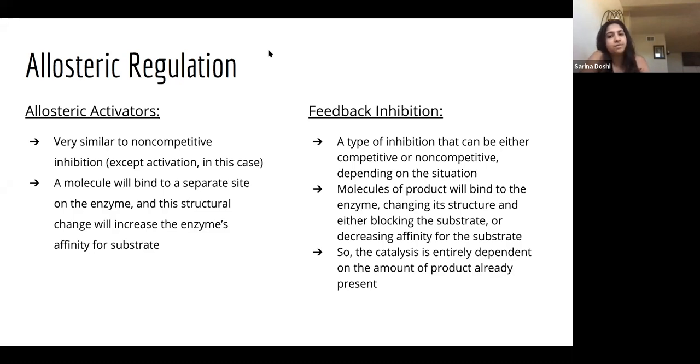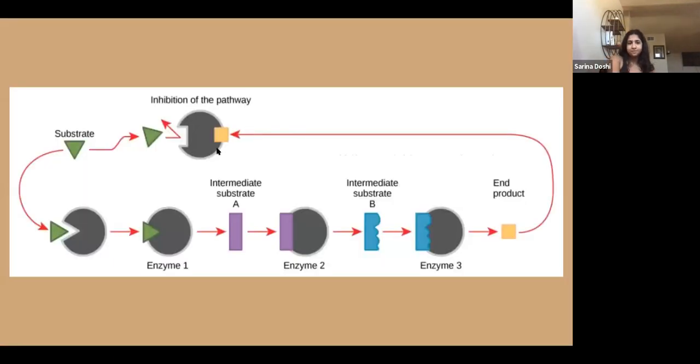Then we have feedback inhibition. This is a very cool type of inhibition and super, super common in your body and outside of your body. It's a type of inhibition that can be either competitive or non-competitive depending on the situation. Molecules of the product will bind to the enzyme, changing its structure and either blocking the substrate or decreasing the affinity for the substrate. So the catalysis is entirely dependent on the amount of product already present.